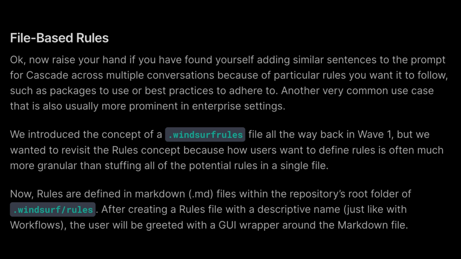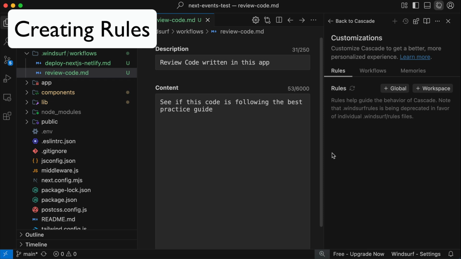Next, rules are instructions added to Windsurf that will be used to guide the behavior of Cascade. For example, you can provide the best practices to follow in your project as a rule. You can keep multiple rule files under the rules folder, and Cascade will look at all of those rules before executing a prompt. Let me show you an example of adding a rule.